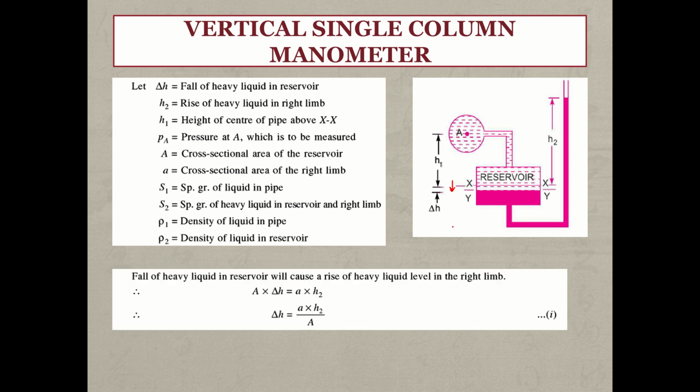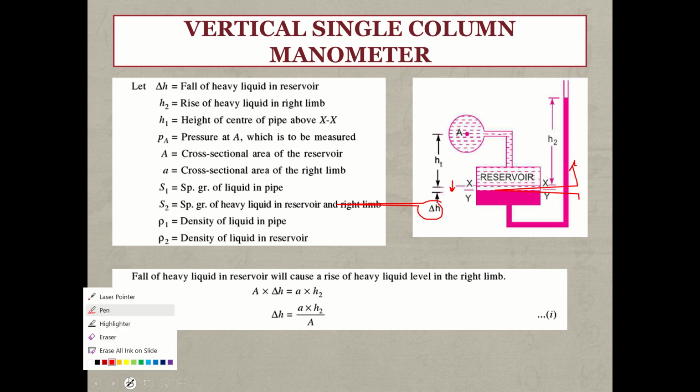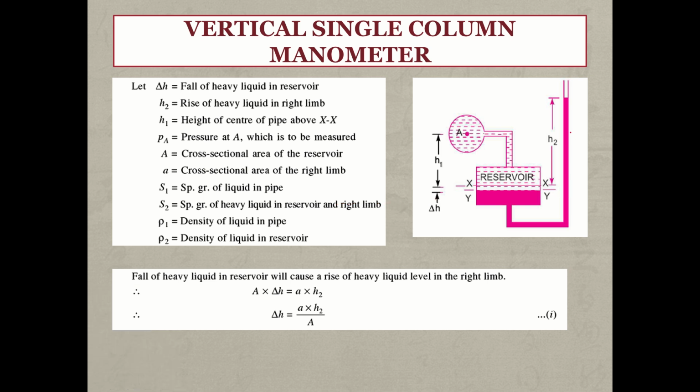So what is the area of the reservoir? I know area of the reservoir is capital A into by how much length it has fallen down, delta H. So A into delta H should be equal to, I told, the volume which is coming down in the reservoir will be the volume which is coming up in the right column. So what is the area of the tube, small a, into what is the height, H2. So this volume is equal to this volume. So from here delta H will be equal to a into H2 by capital A.